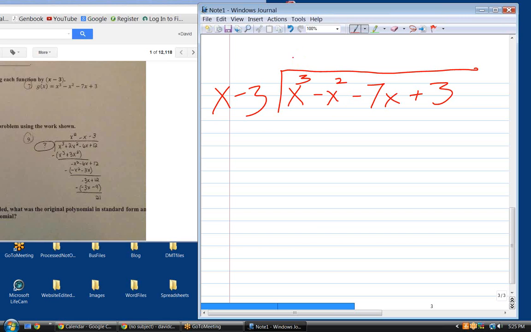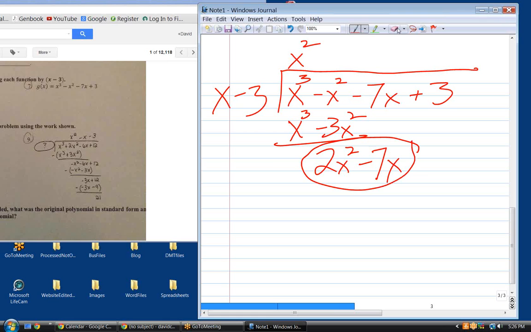The first thing you do is put x squared on top and multiply x minus 3 times x squared. You just give me the line. You don't need to tell me what you're doing. So it would be x to the third minus 3x squared. Next line. Then you subtract those and you get 2x squared, and then bring down minus 7x. Now we're dividing that by x minus 3.